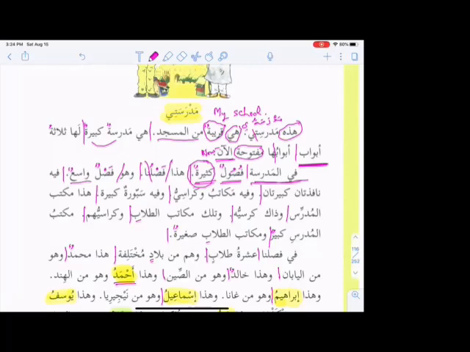Fihi, in it. What is in it? What is in the class? Nafizatani, kabiratani. There are two big windows. Fihi jar majrur shibu jumla khabar, mubtada and naat. Wafihi, and in it there are makatibu wa karasiyu.